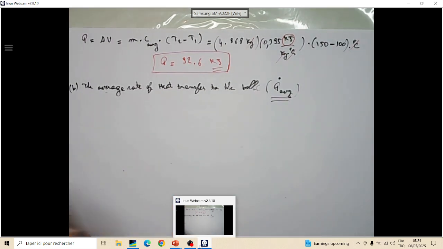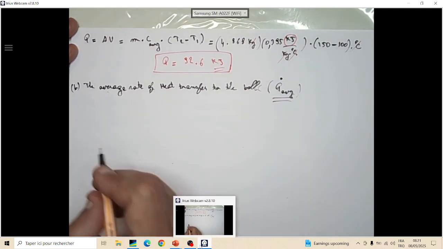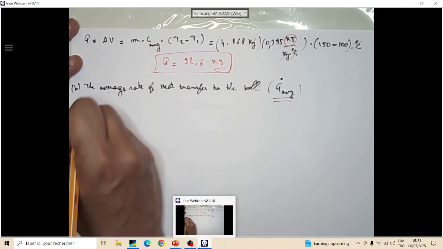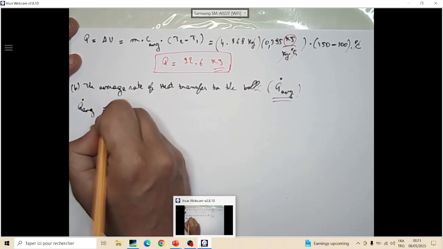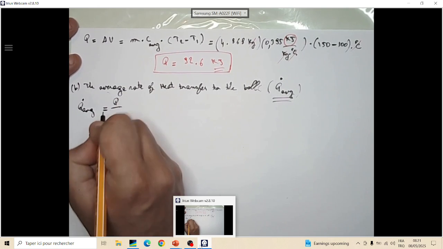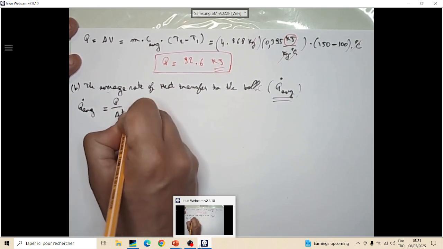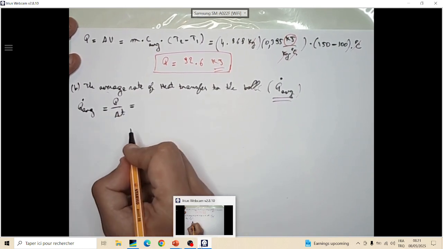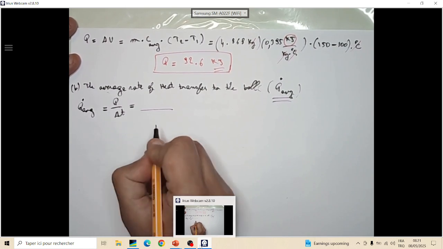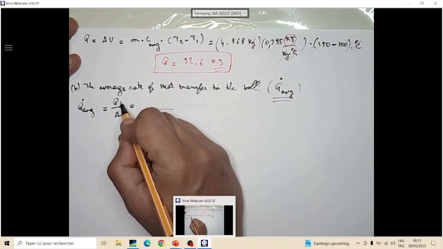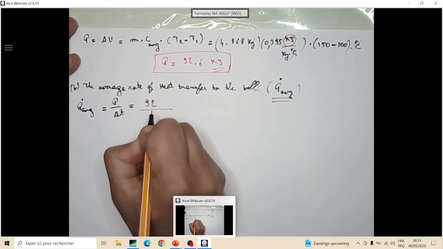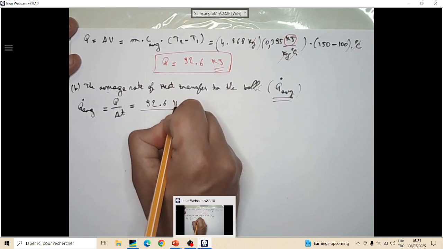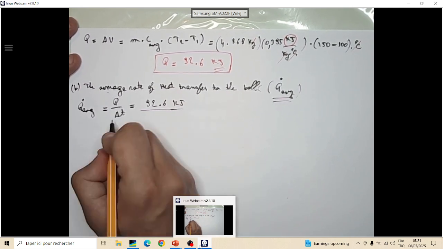So how will we calculate this? We use the formula: Q dot average is equal to Q divided by delta T. What is the value of Q? We have already calculated Q. I will use this Q that I have found. Q is equal to 92.6 kilojoule, and for the time, what is the value of delta T?